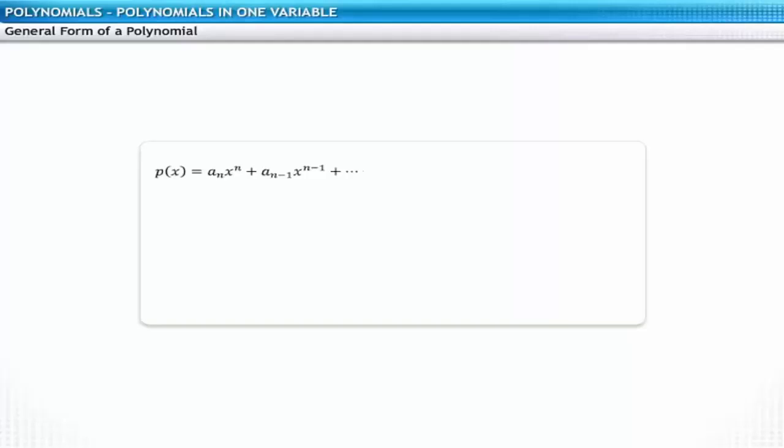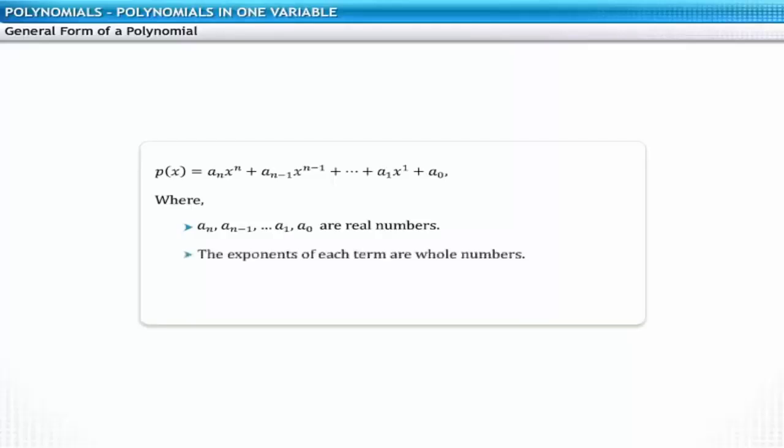The general form of a polynomial in one variable is p of x is equal to a_n x to the power of n plus a_(n-1) x to the power of n minus 1 plus and so on till a_0, where a_n, a_(n-1) and so on till a_0 are real numbers. The exponents of terms are whole numbers. The highest exponent, n, is the degree of the polynomial, where a_n is not equal to 0. You can name a polynomial on the basis of its degree.